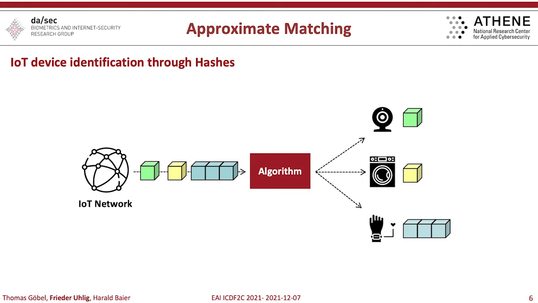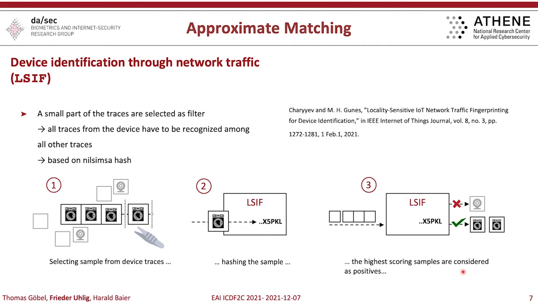The basic idea is you have an IoT network, and the devices within it might emit packets. You hand them over to the algorithm, and the algorithm is able to determine, okay, this trace stems from an IoT camera, another trace might stem from a washing machine, and a third one might stem from a Fitbit or a wearable. The idea is based on a publication by Charyyev and Gunes from 2021.